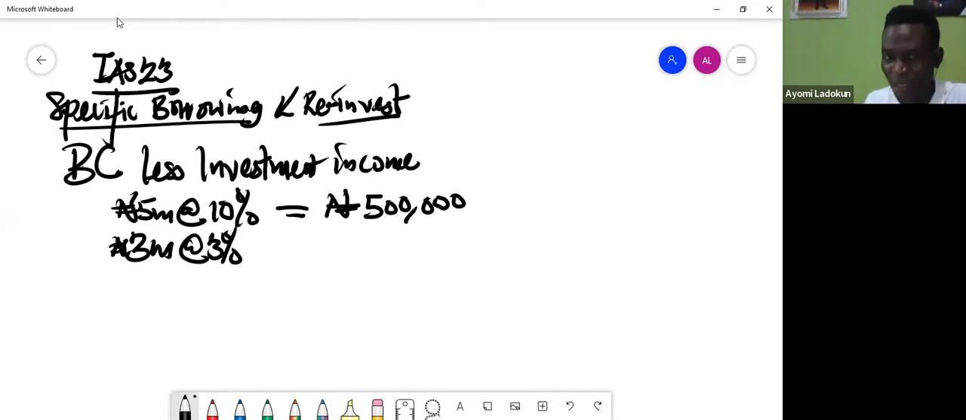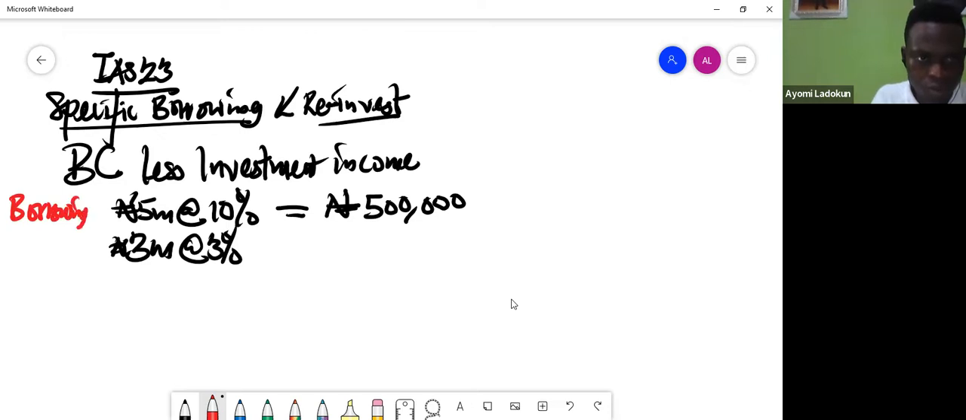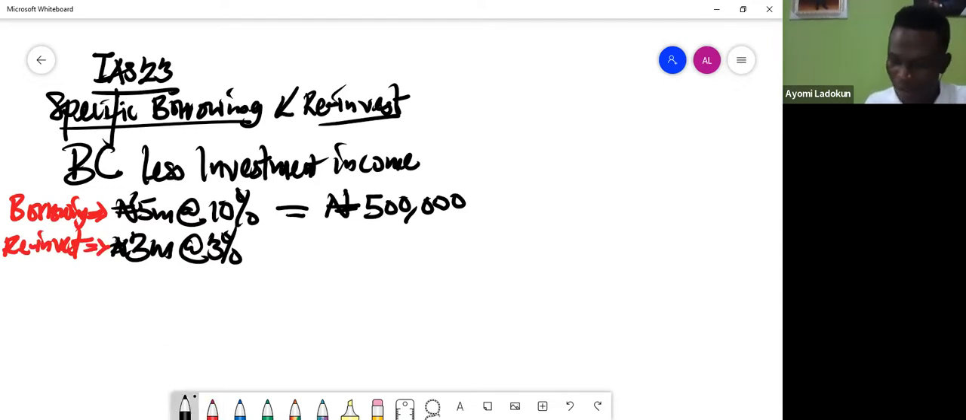Are you getting the point now? Let me do this so that you understand. This is the borrowing, that is the loan. This is my borrowing, and this is my reinvestment. So I reinvest 3 million. Are you getting it now?